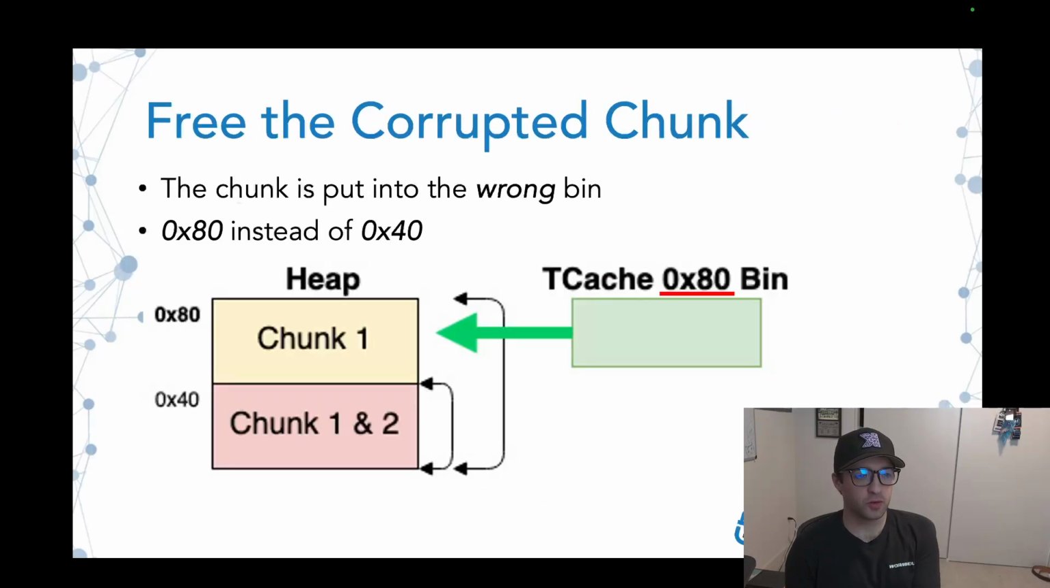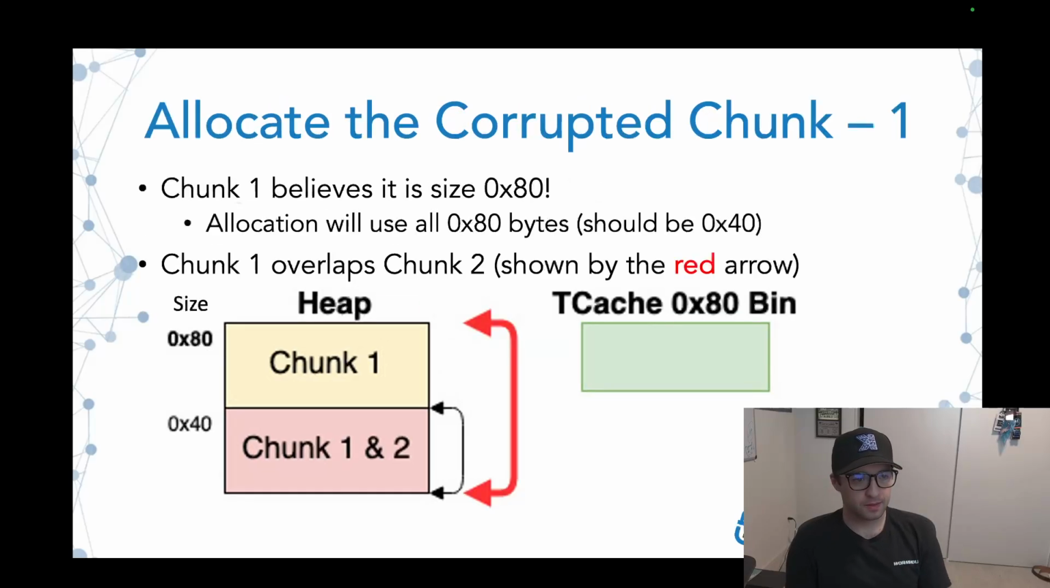So we're going to free chunk 1. And at this point, chunk 1 thinks it's hex 80 in size, and there's no size validations, so it goes directly into the hex 80 T-cache bin. And that's the cool part.